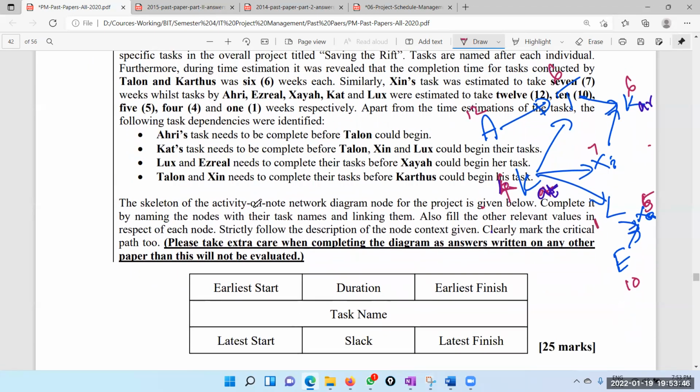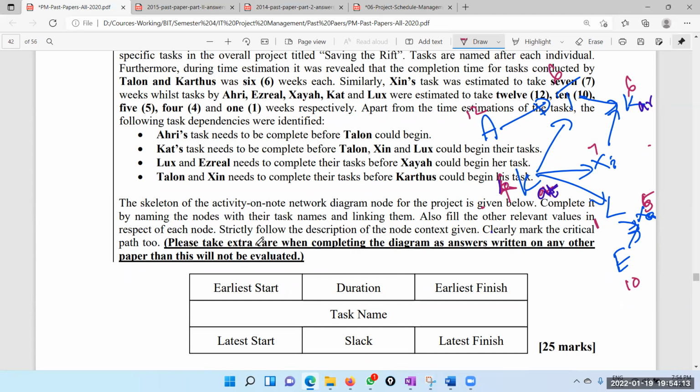The skeleton of the activity on node network diagram for the project is given below. This is the node only. Complete it by naming the nodes with their task names and linking them. That means the dependency. Also fill the other relevant values in respect of each node. Strictly follow the description of the node context given. Clearly mark the critical path too. You have to mark the critical path too.